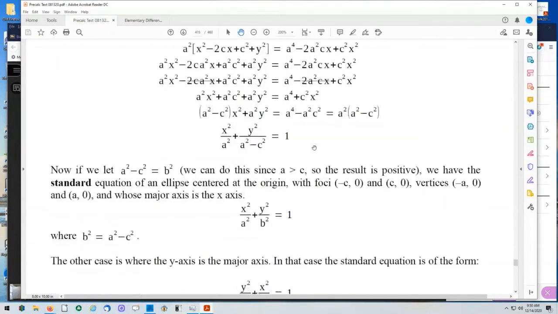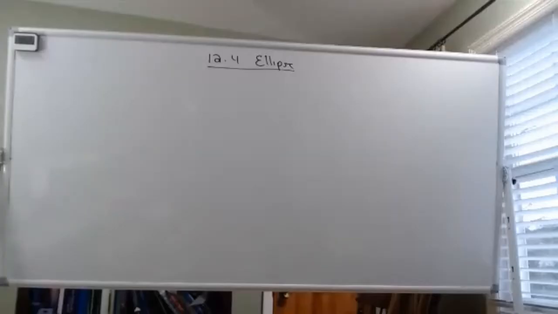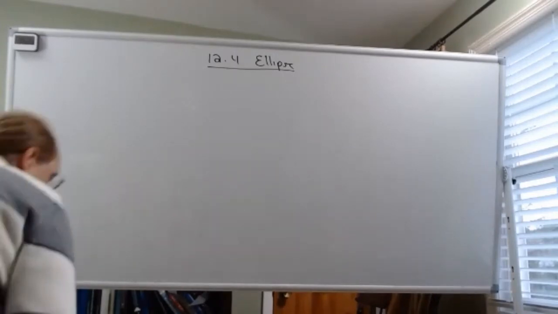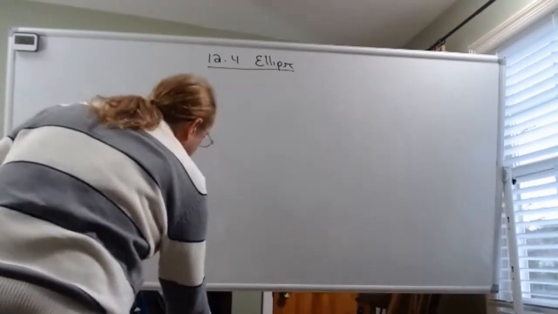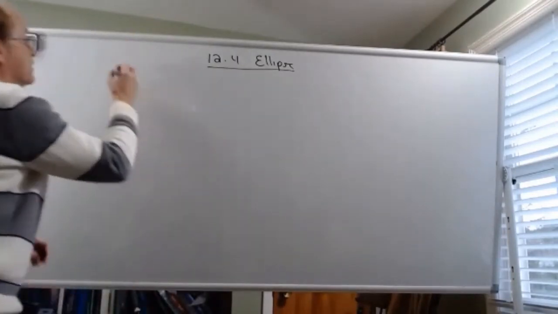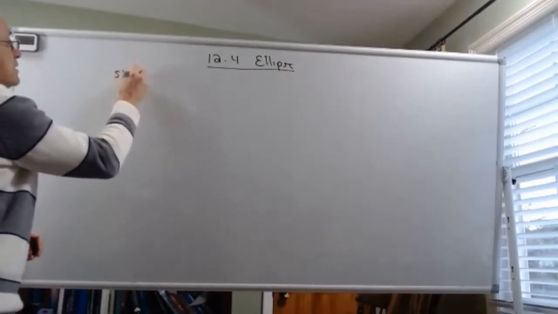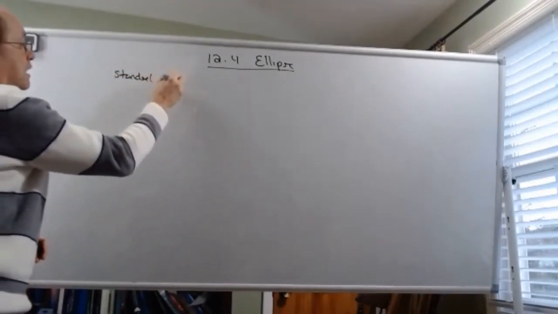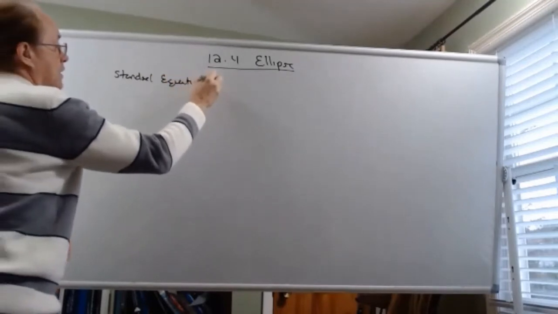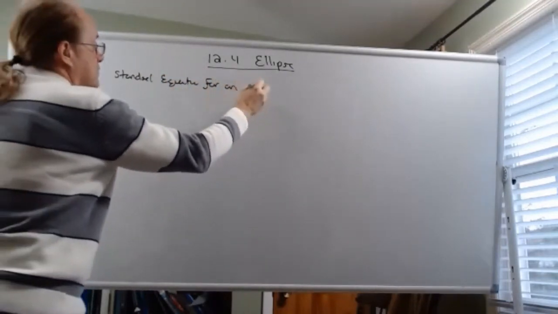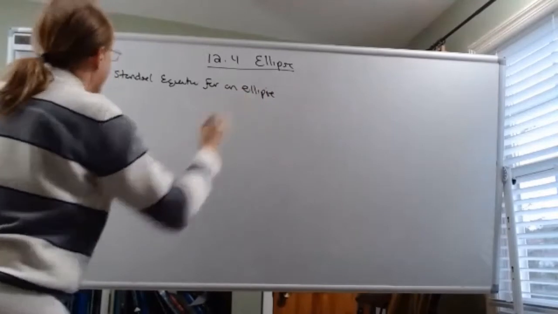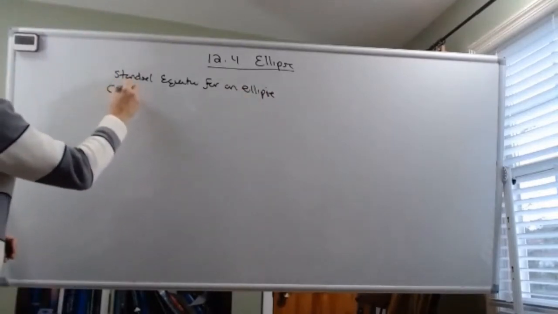So we're arbitrarily going to call this b squared, and this is going to be our standard equation of an ellipse. You can go through it again step by step, but I didn't want to put all the algebra like that in front of you. So here's our standard equation for an ellipse, centered at the origin.